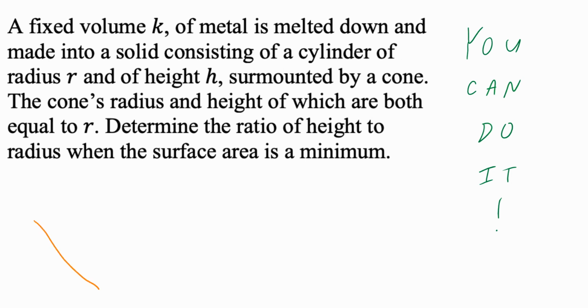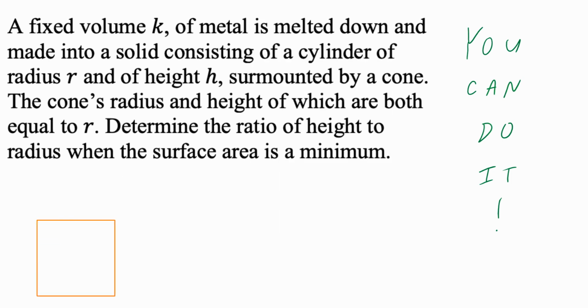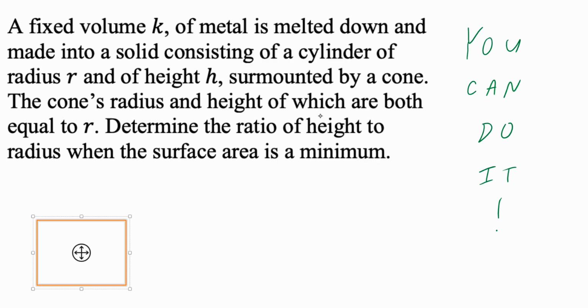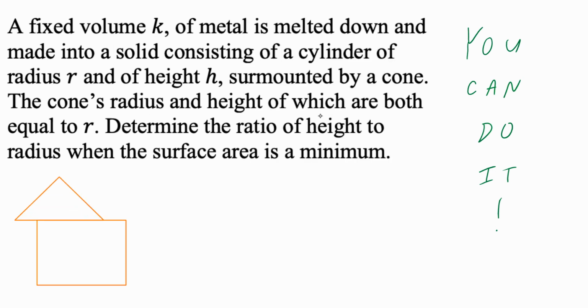Step number 1. Draw a diagram. If you look at this from a two-dimensional perspective, meaning a side view, there is a cylinder at the bottom and a cone on top. So it's going to look roughly something like this. Now, of course, you can write a let statement.